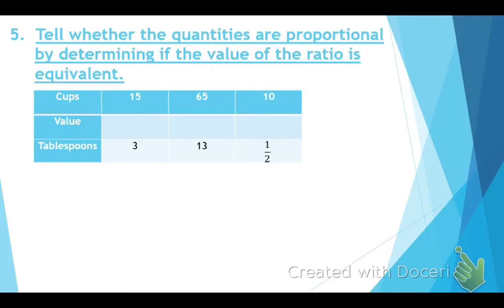Okay, number 5 says to tell whether or not the quantities are proportional by determining if the value of the ratio is equivalent. So notice, we know how many cups I need, and we also know how many tablespoons I need. What I want to figure out is if this is correct or not. So I'm not going to take the value and put it all the way across. I've got to determine what the value is for each one. So if I am working from the top to the bottom, what should I do? Divide. For this first one right here, what will I have to divide? 15 divided by 3. Guys, what's 15 divided by 3? 5. I'll put a little 5 up there.